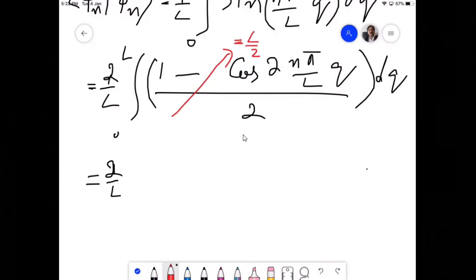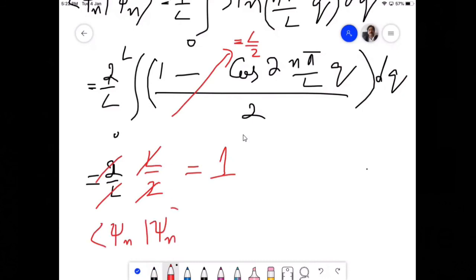Okay, and this will be L by 2. So 2 will be cancelled with the 2, L will be cancelled with the L, that will be equal to 1. So if that will be same, so psi n, if n and m are same, then that will be equal to 1.